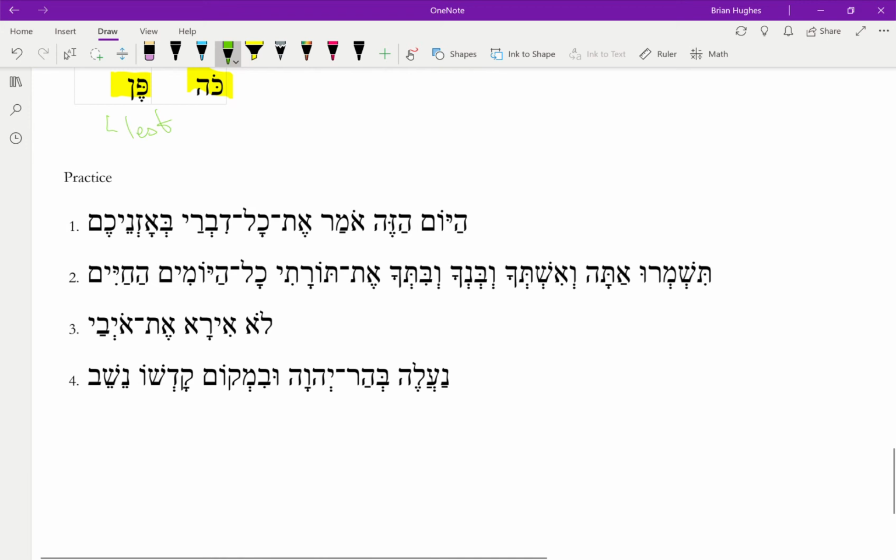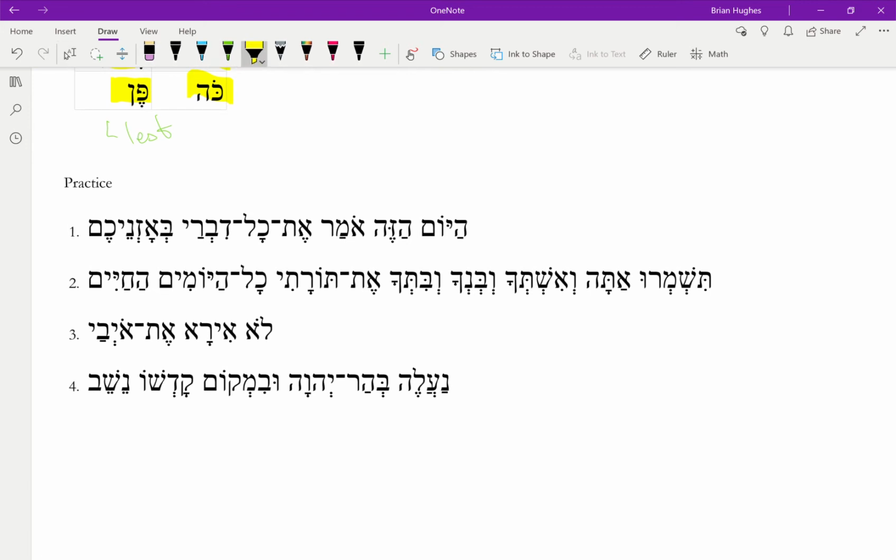So that's our vocab. I've got a couple of practice sentences here for us. Hayom hazeh omar et kol divrai be'oznechem. So we start with hayom, which is the definite article on the noun yom, the day. Hazeh is the this, and it is following this noun, agreeing in gender, number, and definiteness, so we get this day.